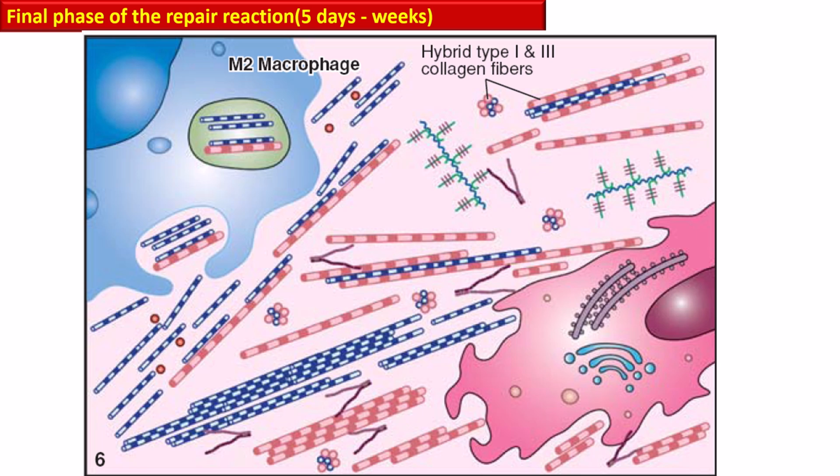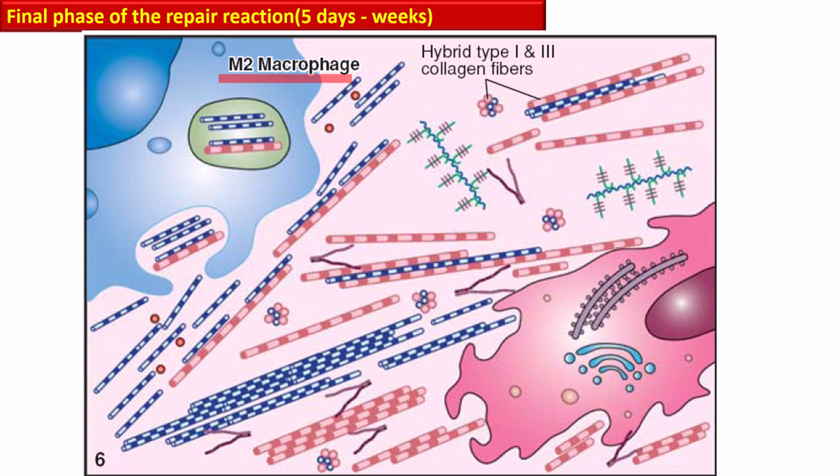This illustration is showing the maturation phase of wound healing. That is the final phase of the repair reaction that starts from day 5 and takes about weeks to complete. In this phase, the M2 or alternate macrophages and fibroblasts collaborate together and now continue the process. So they remodel and strengthen the newly formed tissue.